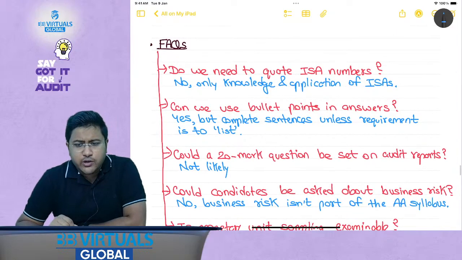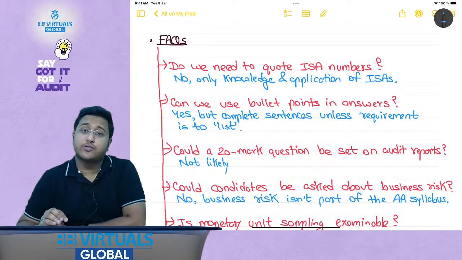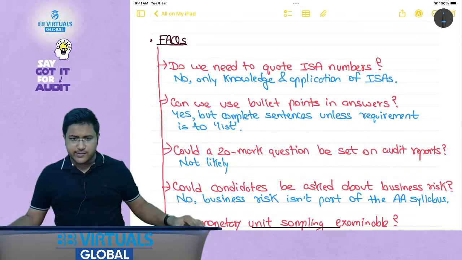Do we need to quote ISA numbers in the AA paper? No, my dear friends. You do not need to quote ISA numbers, it's not required. If you quote, definitely it's a good point, but even if you don't quote, it's not necessary.